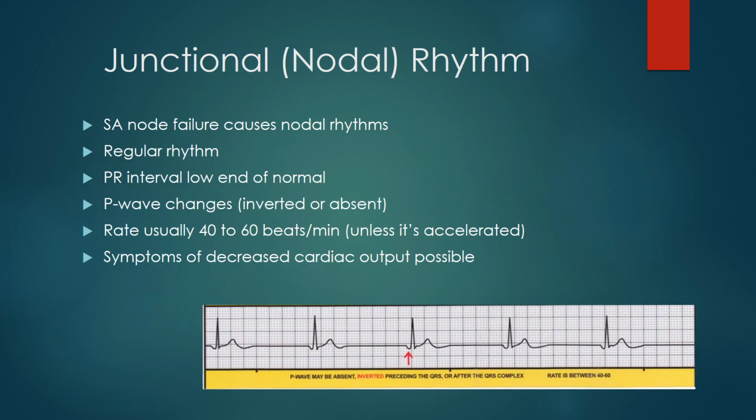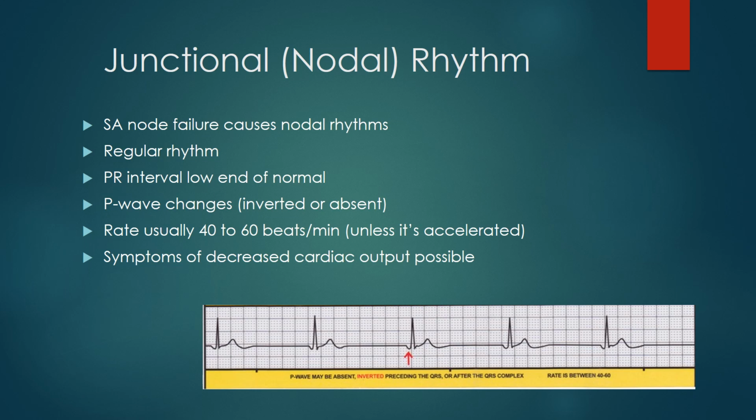Beginning with junctional rhythm, what is going on here is the SA node has failed to fire. Additionally, none of these F waves or chaotic atrial ectopic foci have really taken over to rescue the heart either. So now the cells around the AV node, in the junction of the atria and ventricles, are going to rescue the heart in a sense.